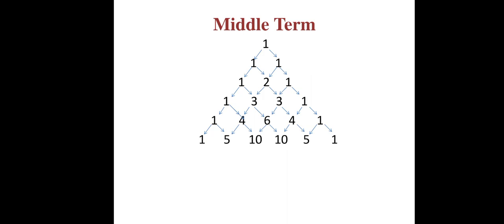Next, again put 1 at the corner part, then the second constants are 1 plus 3 as 4, 3 plus 3 as 6, 3 plus 1 as 4. Again you put 1 at the corner part, and the second constants are 1 plus 4 as 5, 4 plus 6 as 10, 6 plus 4 as 10, 4 plus 1 as 5. This first row indicates what?